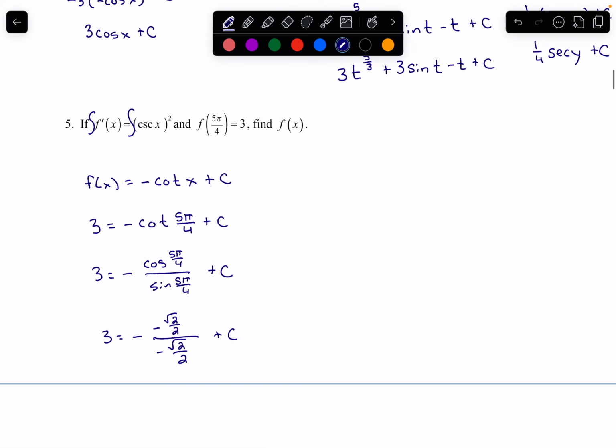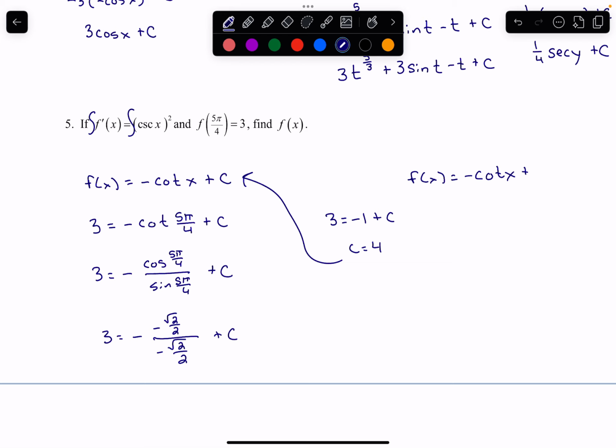Well, negative root 2 over 2 divided by negative root 2 over 2 is just 1. So this just becomes 3 equals negative 1 plus c, which means that c is equal to 4. So now I can plug that value in here for my f of x. So f of x equals negative cotangent of x plus 4.